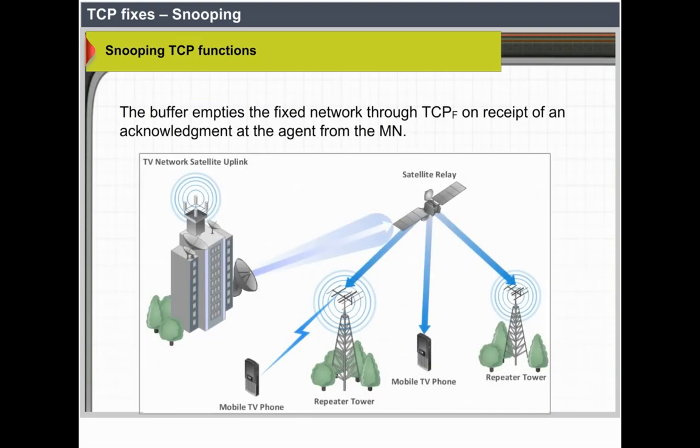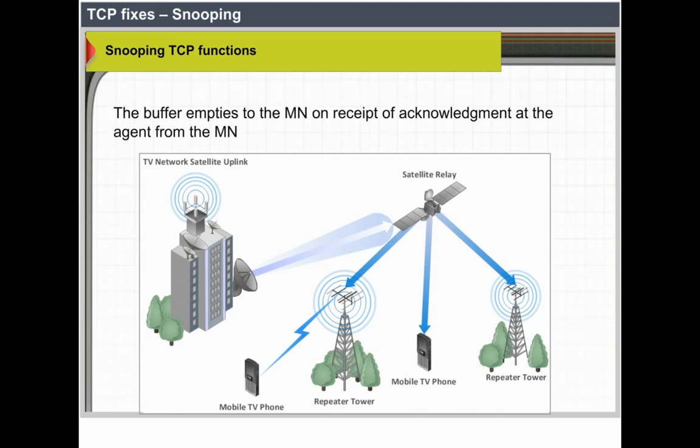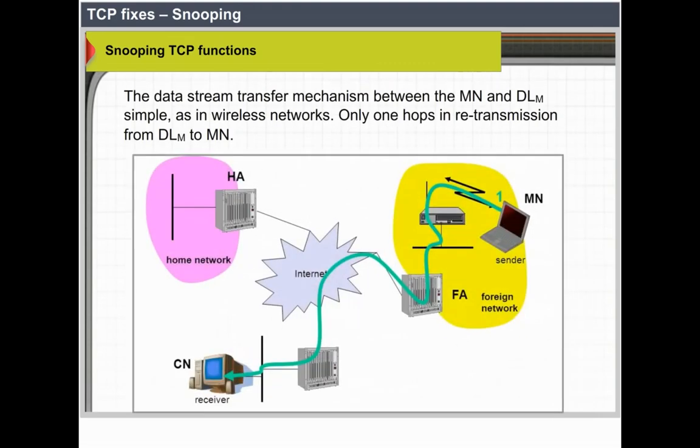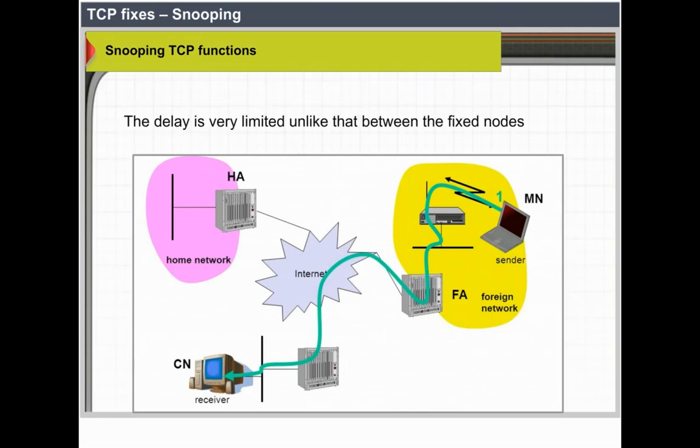The buffer empties to the fixed network through TCP/F on receipt of an acknowledgement at the agent from the MN. The buffer empties to the MN on receipt of acknowledgement at the agent from the MN. The data stream transfer mechanism between the MN and DLM is simple, as in wireless networks. There is only one hop in retransmission from DLM to MN. The delay is very small, unlike that between the fixed nodes.